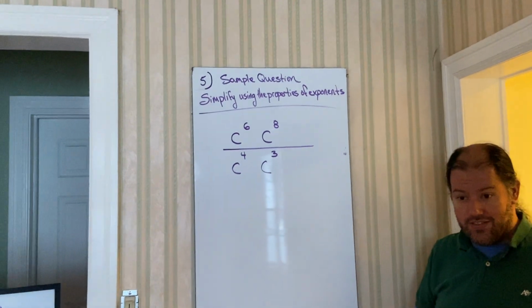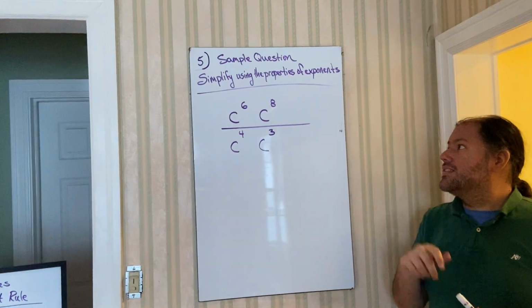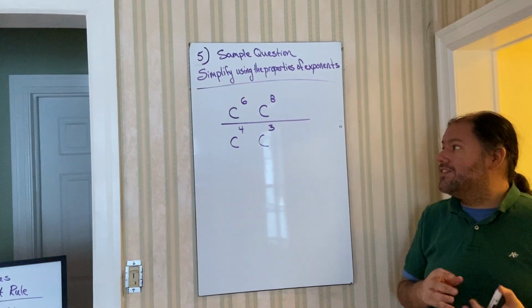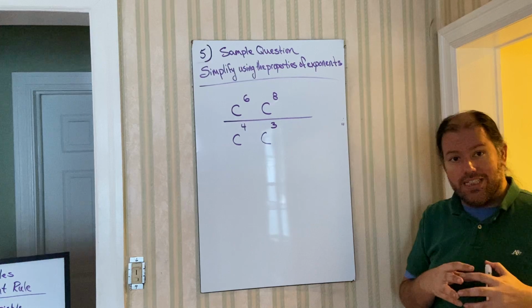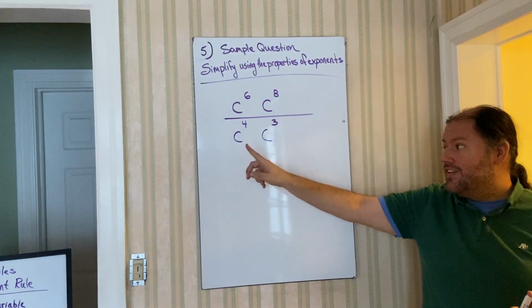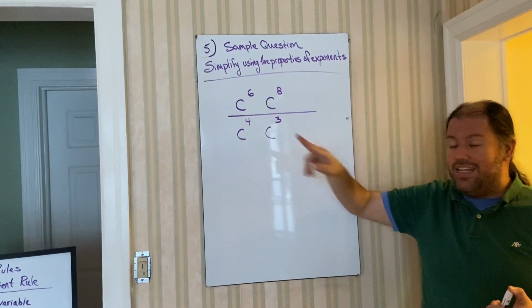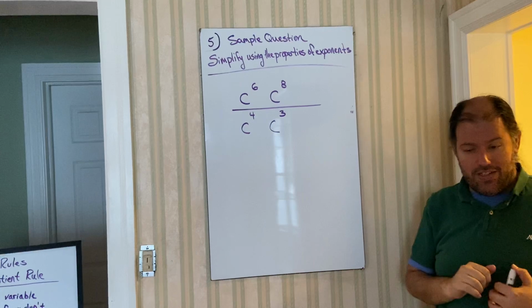So this is our final sample question from section 5.1. Notice that it says simplify using the properties of exponents. Notice that we have a combination. We have c's on top that are the same. We have c's at the bottom that are the same. And then we have this and this that also match, numerator versus denominator.